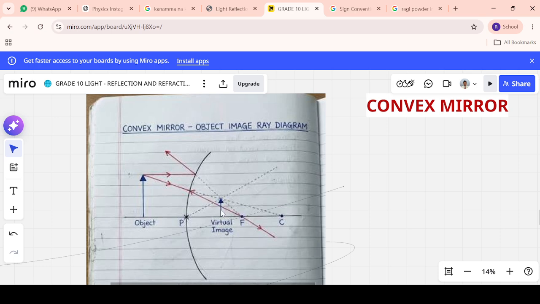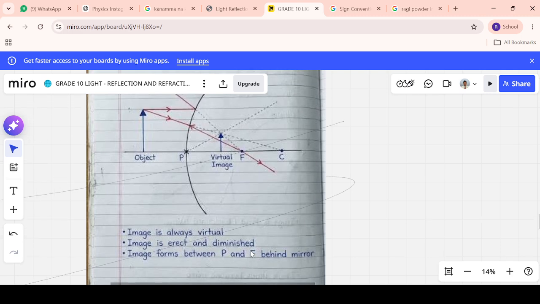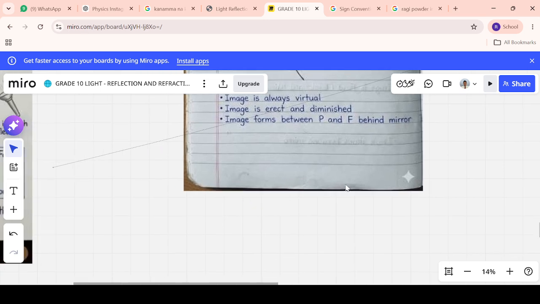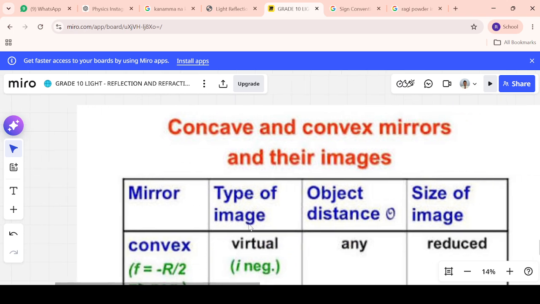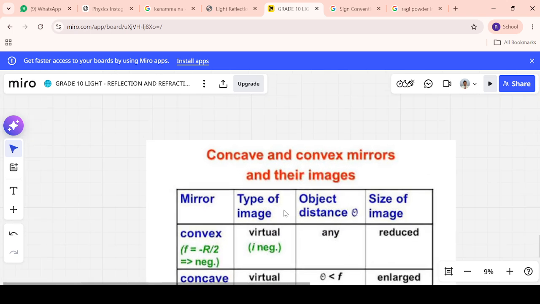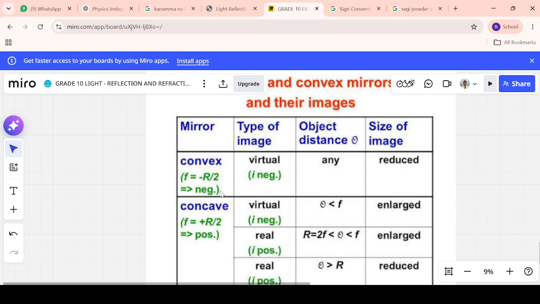So here the image is formed, and what is that image called? That image is virtual. Image is always erect and diminished. Image forms between the pole and the focus, behind the mirror. Now check, see here. Always remember these points which are very useful in concave and convex mirrors and their images. For the convex mirror, the type of image is virtual.